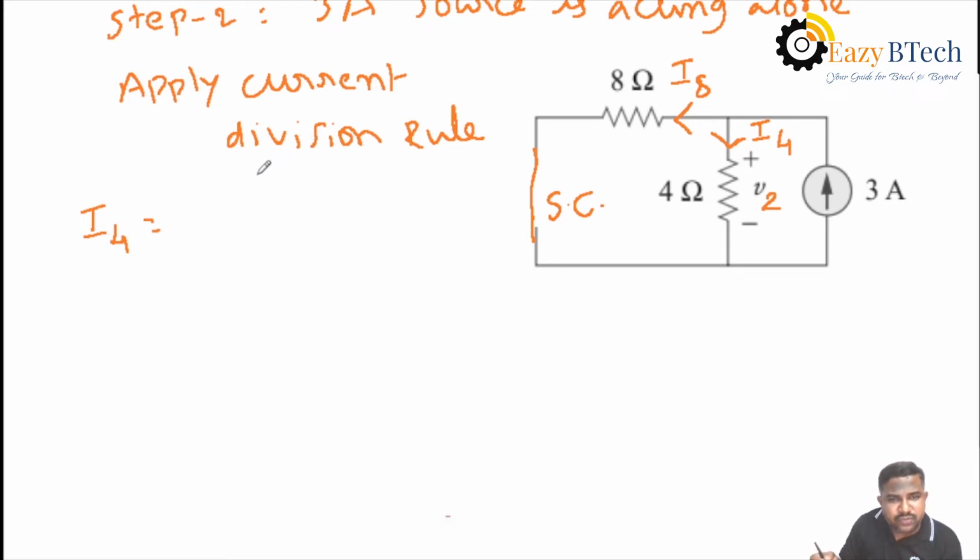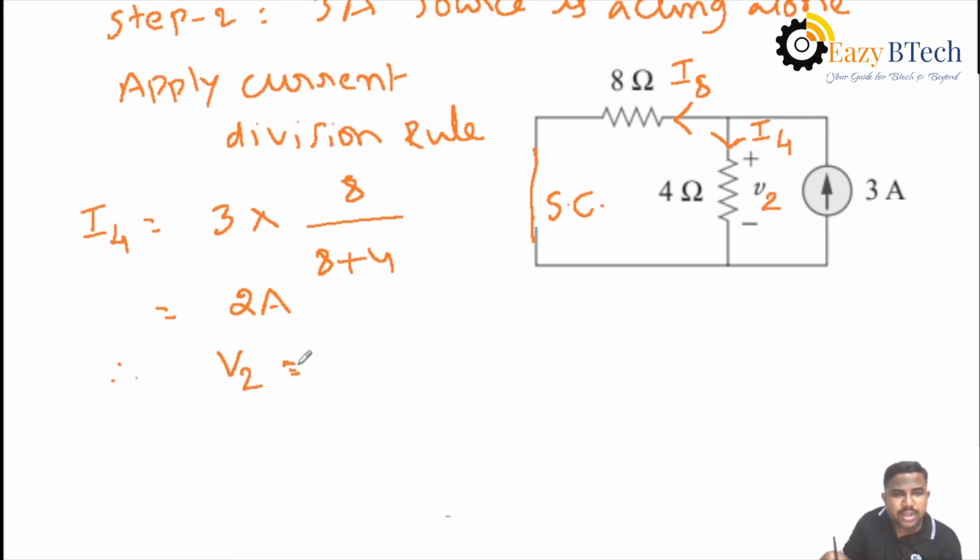Before finding V2, you find the current passing through 4 ohms. What is the current division rule here? The current passing through a branch equals the total current, 3 amperes, into the opposite resistance value, 8, divided by the total resistance, 8 plus 4. Then I4 is 2 amperes. The current passing through 4 ohms is 2 amperes. Therefore, the voltage across 4 ohms by taking only the current source is I4 into 4, that is V equals IR.